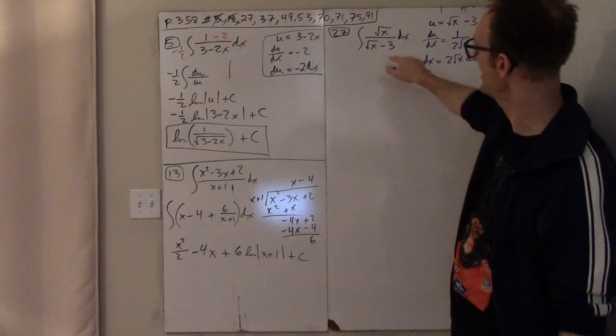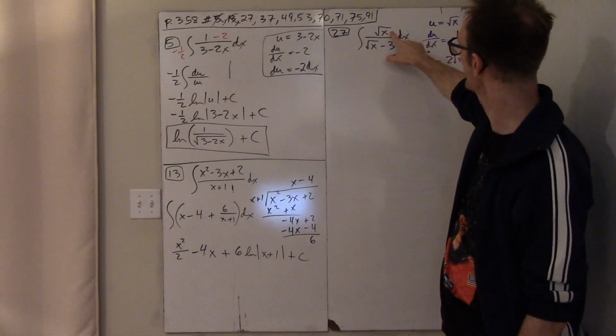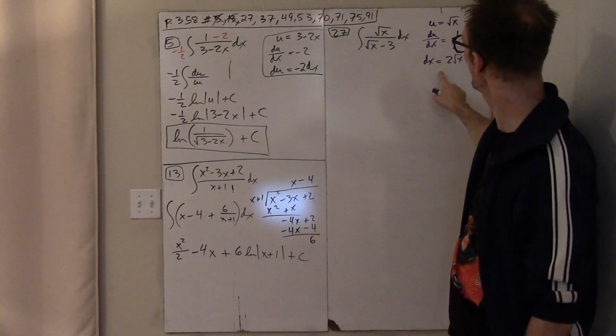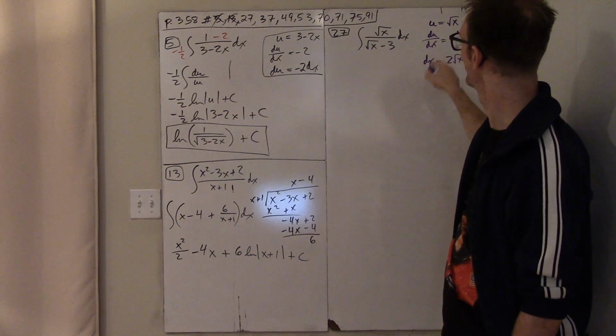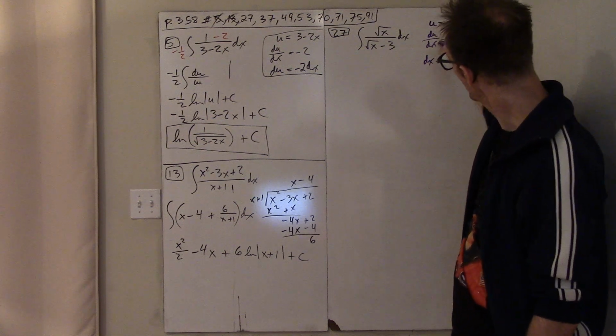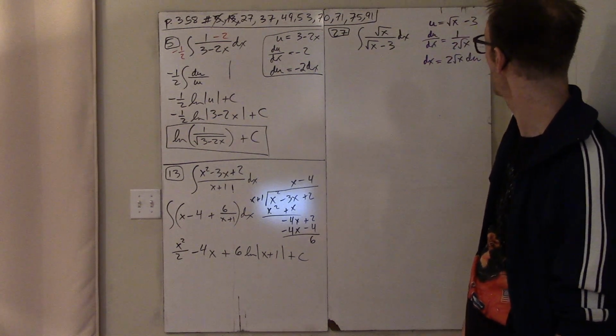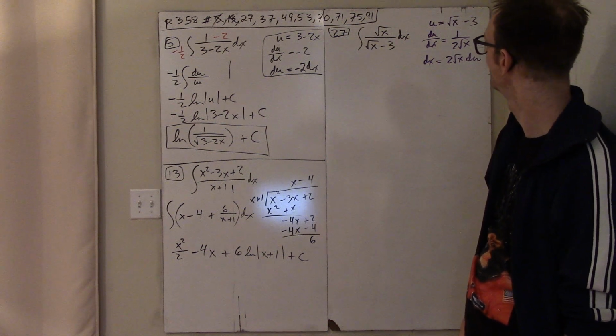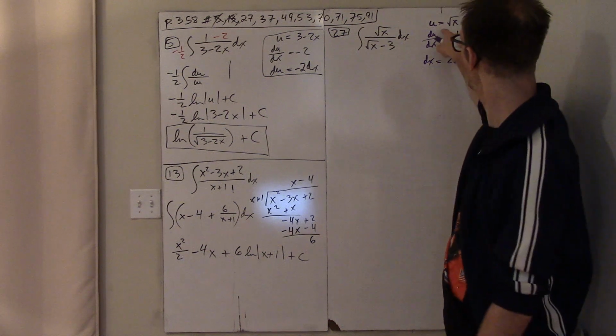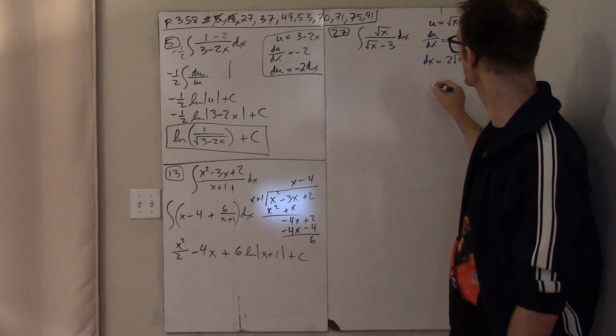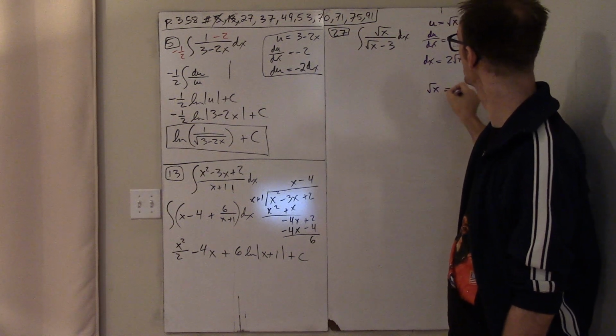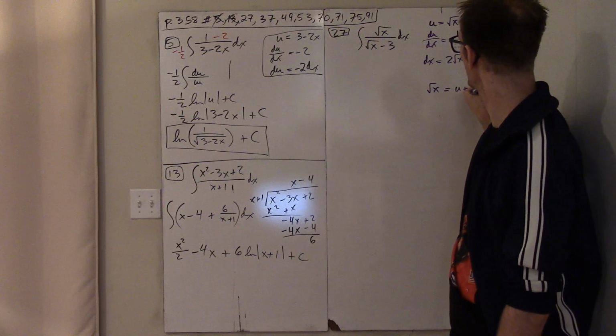So I see already immediately that in the numerator there's a root x in there. So maybe one thing I should do is solve for root x. What is root x? Root x is just u plus 3.